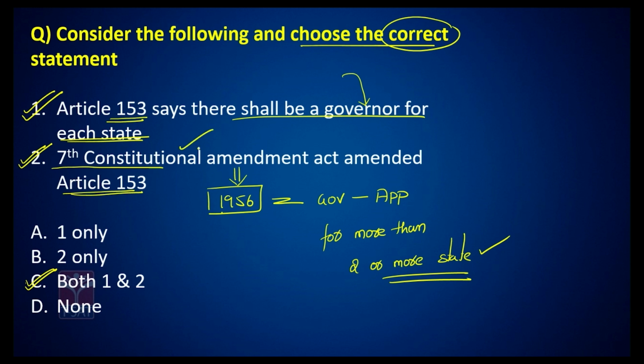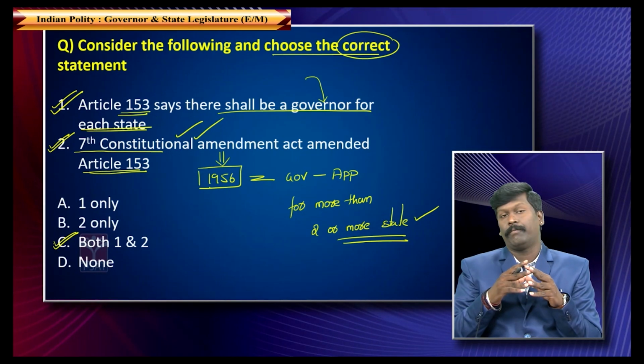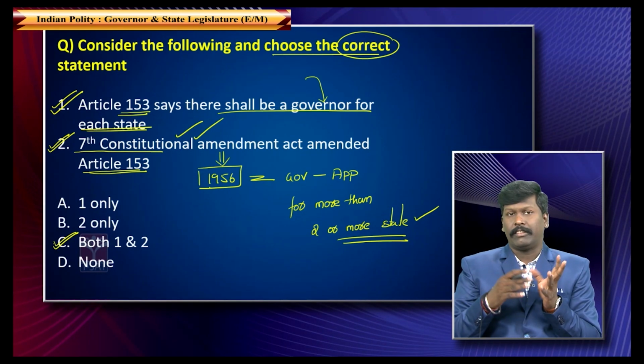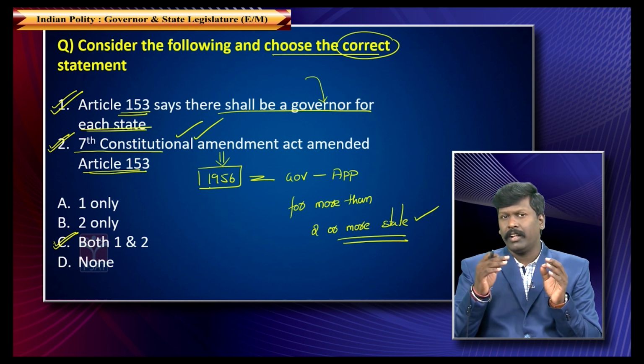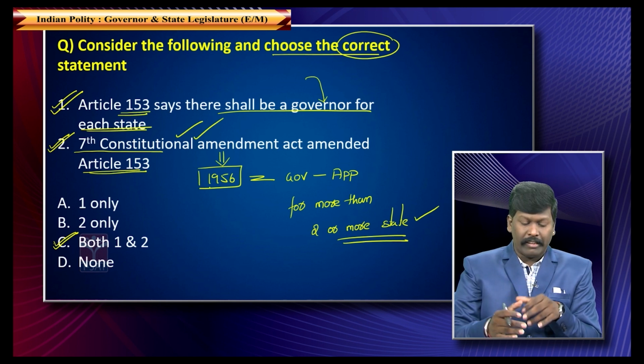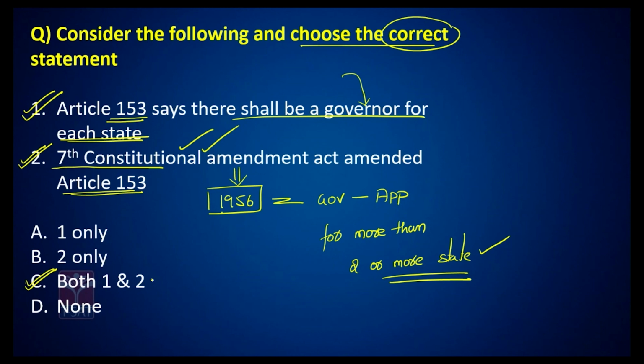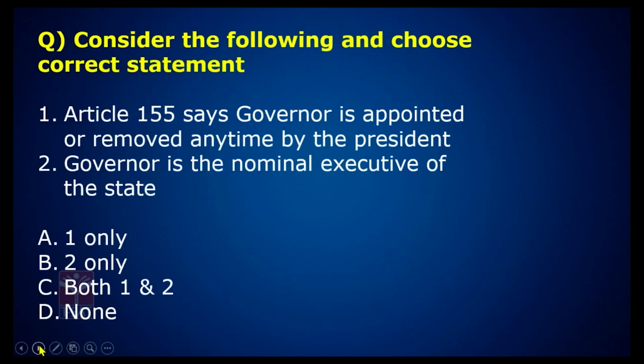The 7th Constitutional Amendment Act has introduced this provision that the same governor can be appointed for 2 or more states. Like in 2014, we had the same governor for both the state of Andhra Pradesh and the state of Telangana. So this is your first question. Answer is both the statements are correct. Let's go to the next question.